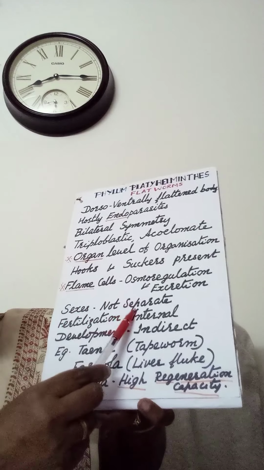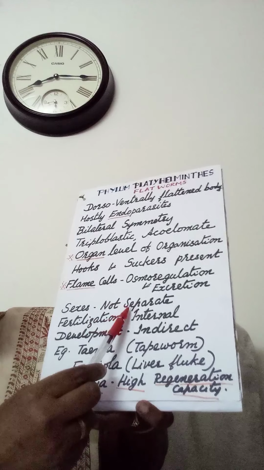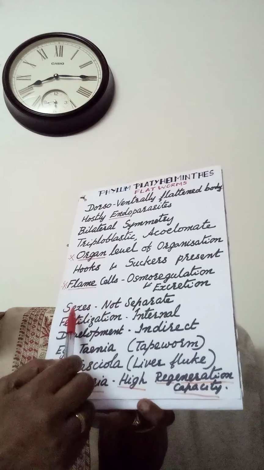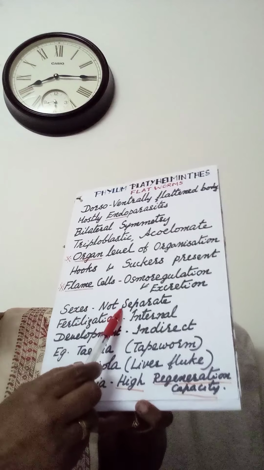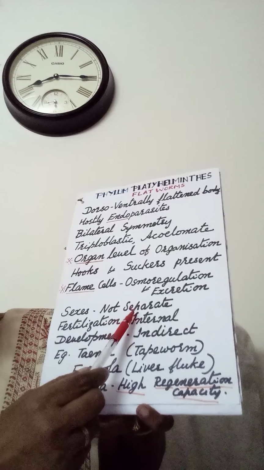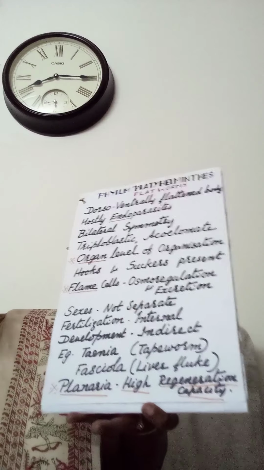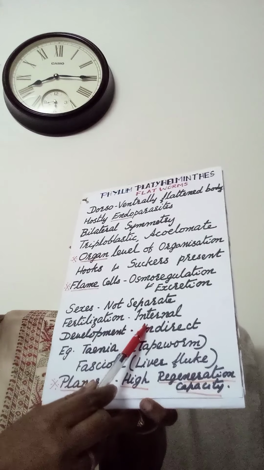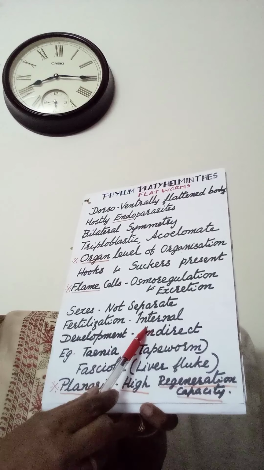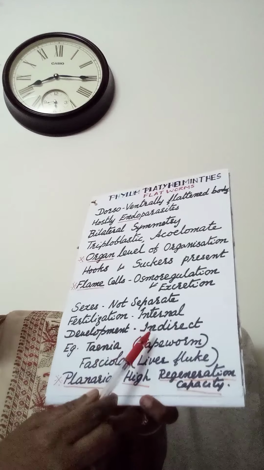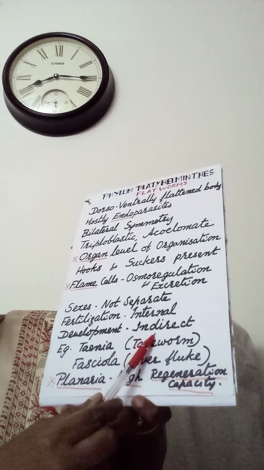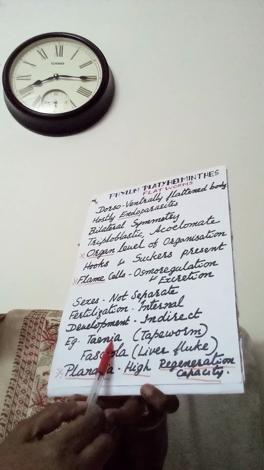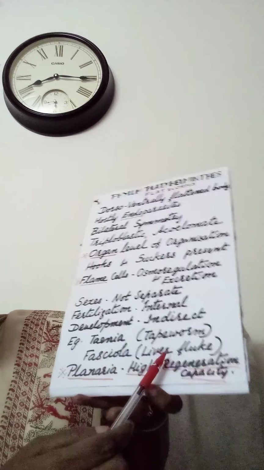Next, sexes are not separate. That means hermaphrodite. Already we have discussed in the previous video. That is hermaphrodite, or we can say monoecious, or we can say bisexual. All have same meaning. Next, fertilization is internal, that is inside the body. Next, development is indirect. Indirect meaning there will be larva. Examples, Taenia, tapeworm, Fasciola, that is liver fluke.